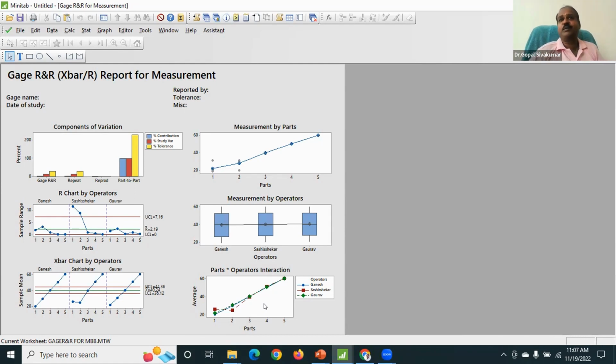So in the same manner, there could be some issues. Sometimes while measuring a particular part, there could be issues. And similarly, this graph, you see here, is called measurement by part.